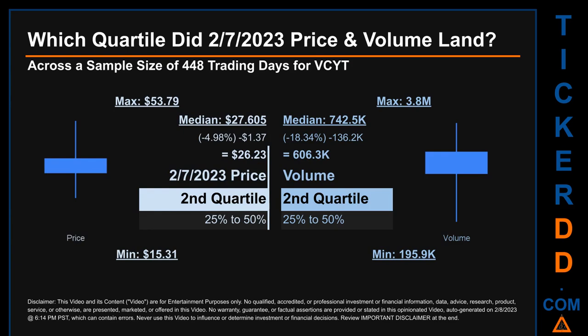The day's volume landed within the second quartile, that is within the 25% to 50% range of all sampled daily volume, which saw a max daily volume of 3.8 million and a minimum of 195.9 thousand. Quartiles tell us about the spread of a data set by breaking that data set into quarters, just like how the median breaks the set into half. Descriptively, VCYT has a median price of $27.605. Therefore, the 7th of February 2023 price was lower from that middle marker by 4.98%. The day's volume of 606.3 thousand was less than the median by 18.34%.